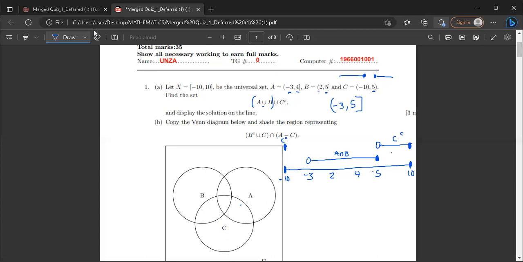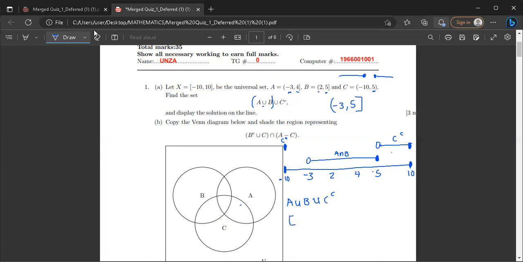Now, if they say unite them, unite C complement and A union B, you know that we don't want this part that does not have them. So all that you need to do is you're going to say your A union B, which is this, you put together with this C complement. The union with C complement, we'll start on the left side. So you just go to the left side. Which one is the furthest? It's negative 10. So our C complement is negative 10 included.